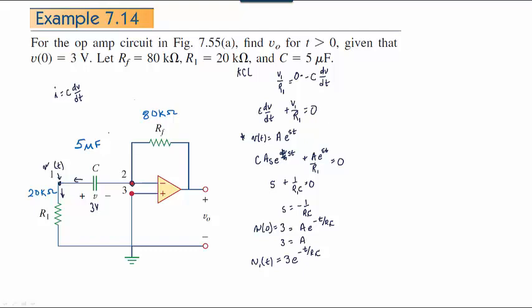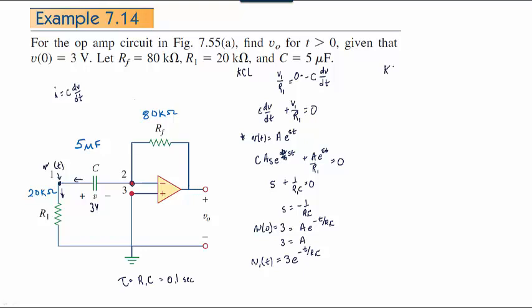And when I calculate R1C, R1 right here is 20 k ohms, and C is 5 microfarads. And so it will turn out that R1 times C, which is a time constant tau, will equal 0.1 second. So now we have what that voltage is right there, but we still need to find out what's happening here.